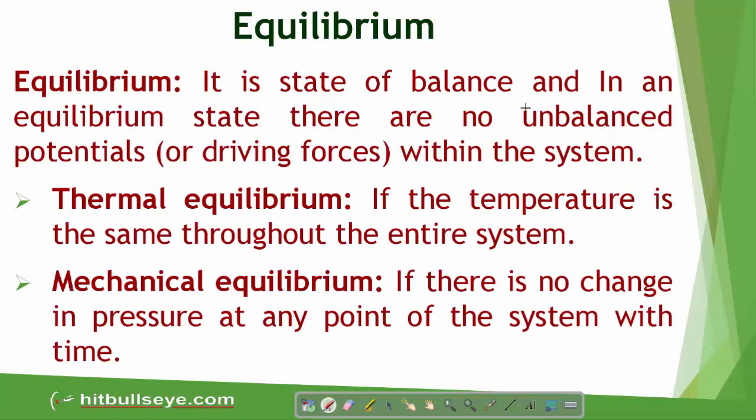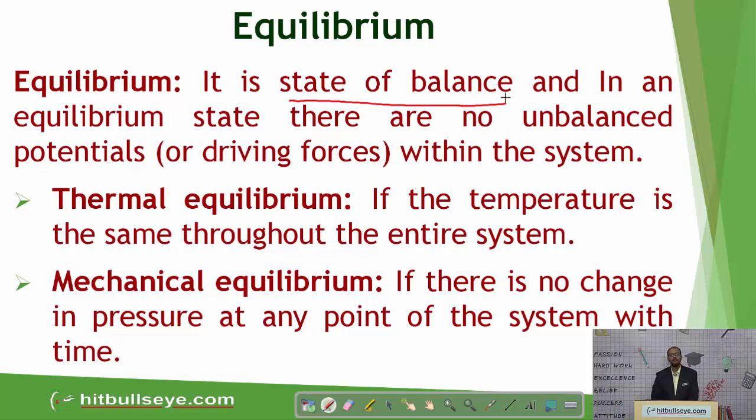Next is equilibrium in thermodynamics. Equilibrium is the state of balance, and in an equilibrium state there is no unbalanced potential, meaning no driving force within the system. So in thermodynamics we have different types of equilibrium, like thermal equilibrium. If the temperature is the same throughout the entire system, the system is said to be in thermal equilibrium.